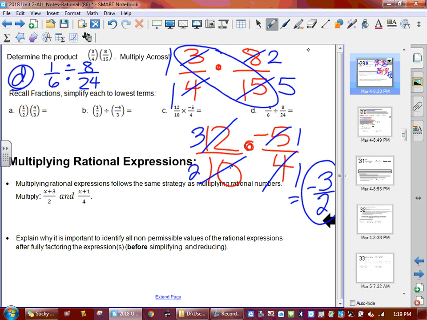Divide sign, we keep the first fraction the same, 1 over 6. Divide sign changes to timesing. And now I got to flip the 24 and the 8. So 24 goes upstairs, 8 goes to the bottom.